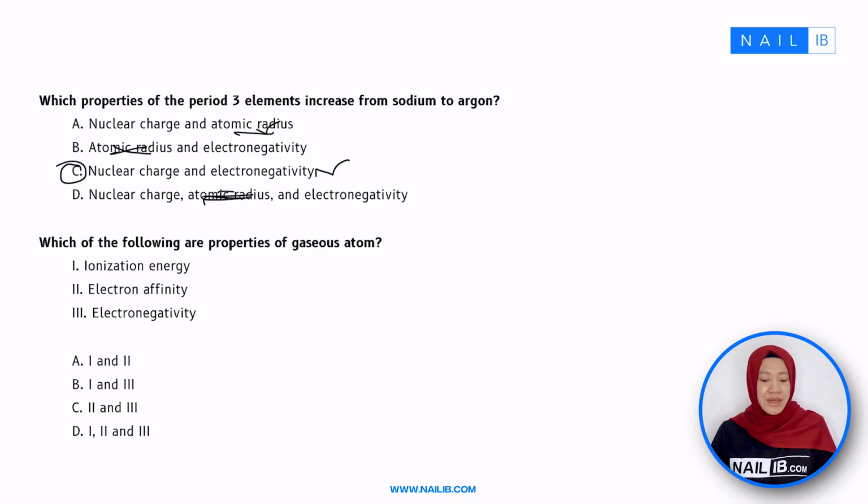Which of the following are properties of a gaseous atom? Ionization energy is the energy required to remove an electron from a gaseous atom. Electron affinity is the amount of energy that is released when an electron is attracted to a gaseous atom. Electronegativity is the tendency of an element to attract a pair of electrons of a bond toward itself, so it doesn't need to be a gaseous atom. So the answer is 1 and 2.